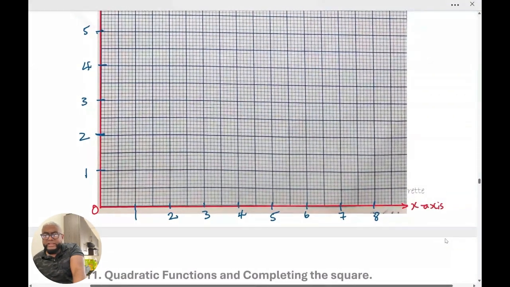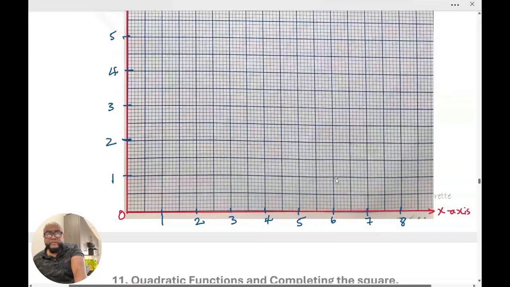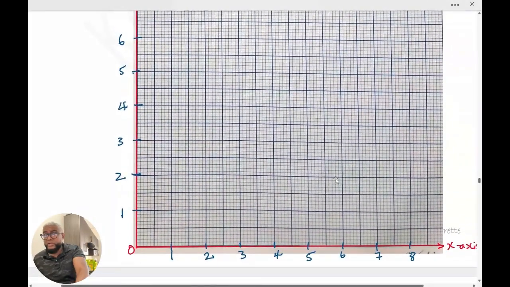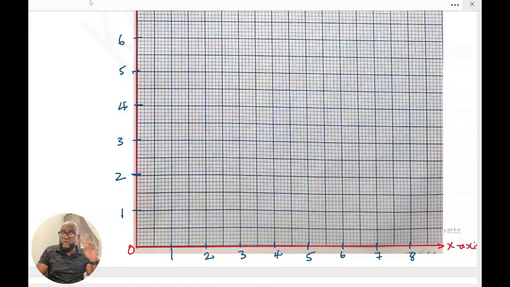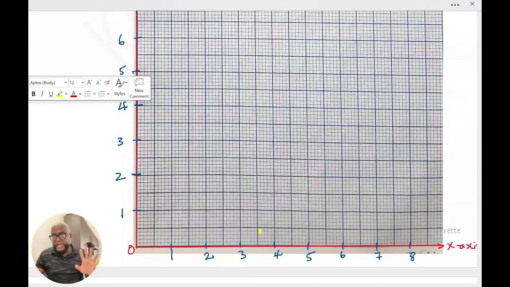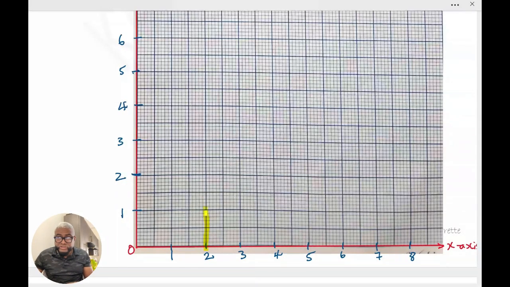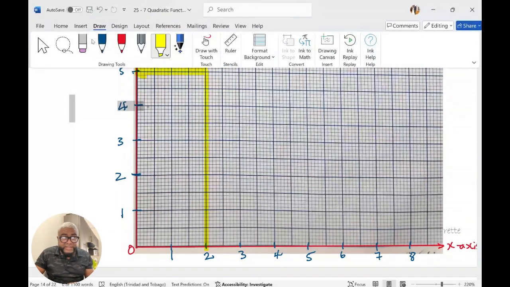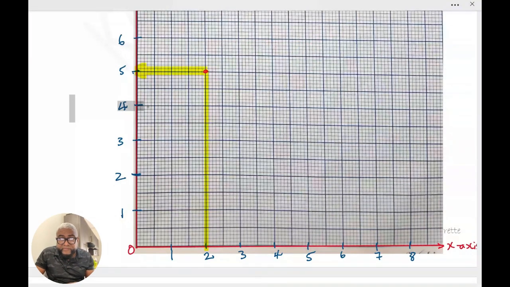Right. What is my first coordinate? 2, 5. It's 2 on the x-axis, right? So I'm going to put a highlight on how I'm going to locate this, but we're not leaving the highlight there. I'm erasing it after, right? 2, 5. So you're going up on 2, right? We'll stop here, and then you're coming across on 5. So that point would be right here. Should I put it in red here? Let me put it in red. That is my first coordinate.